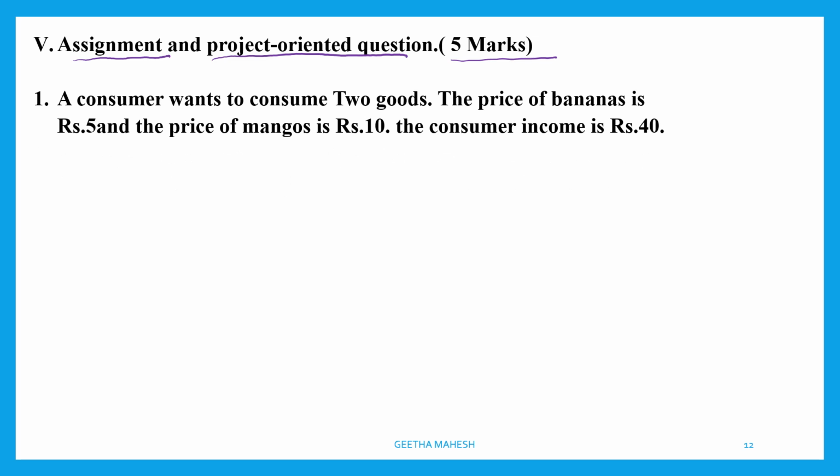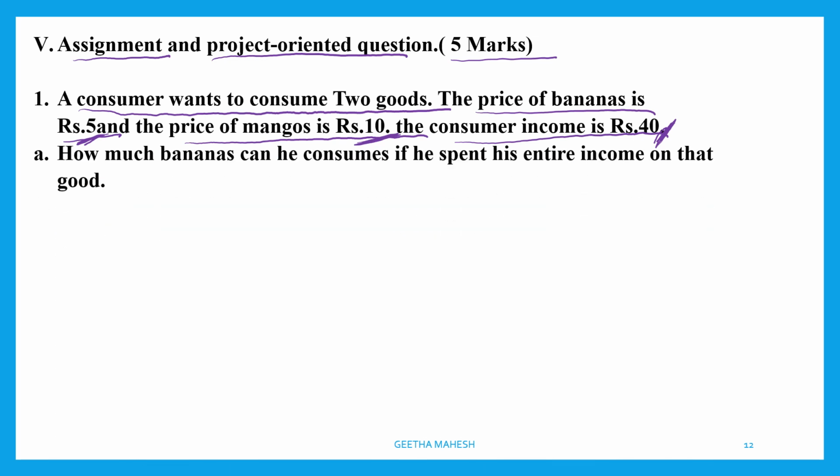Let us try to understand the question first. A consumer wants to consume 2 goods. The price of banana is rupees 5 and price of mangoes is rupees 10. The consumer's income is 40. So, consumer's income is given, that is 40 rupees, and the price of banana is 5 and price of mango is rupees 10. Now, let us see what are the questions.